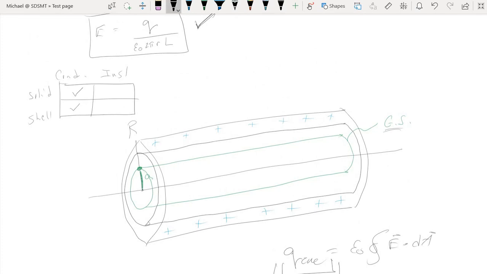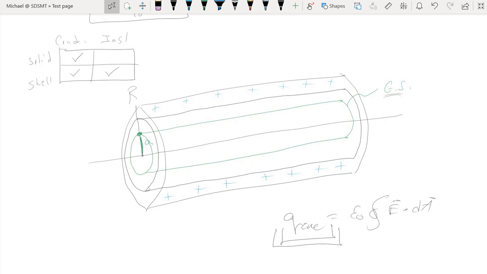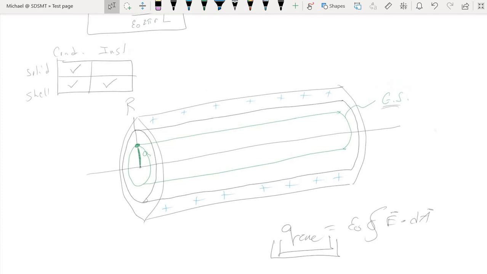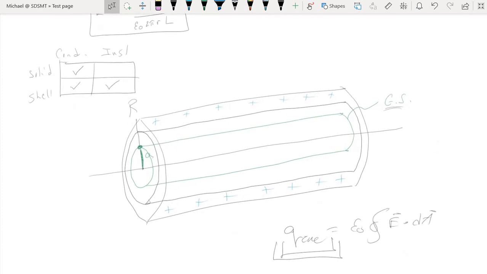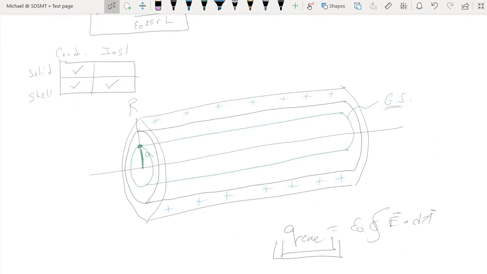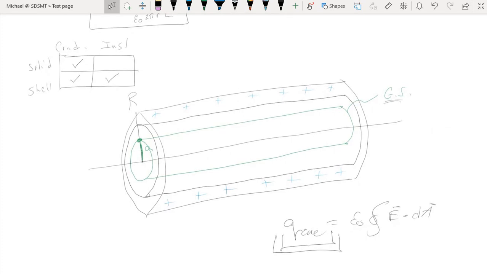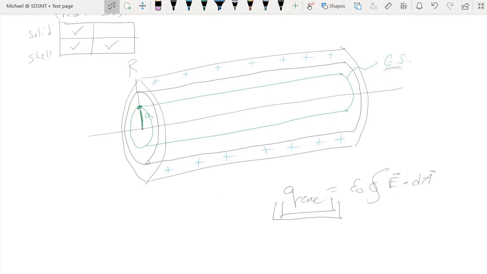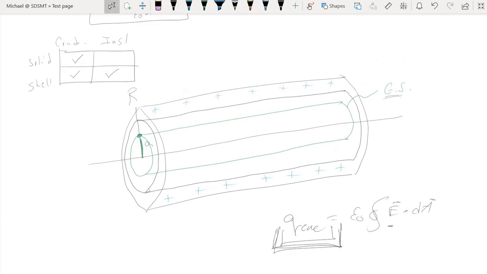For an insulating shell, we've still got the same hollow cylinder picture. We've somehow uniformly distributed charge about the surface of the cylinder, and now we try to measure the electric field at radius A inside of that hollow cylinder. But again, there is no charge inside of our Gaussian surface. And with no charge, that means no electric field inside the cylinder.